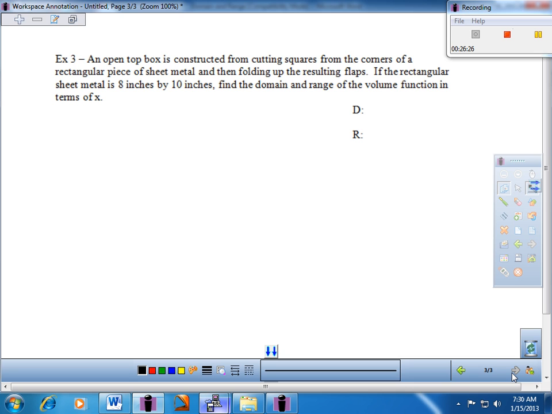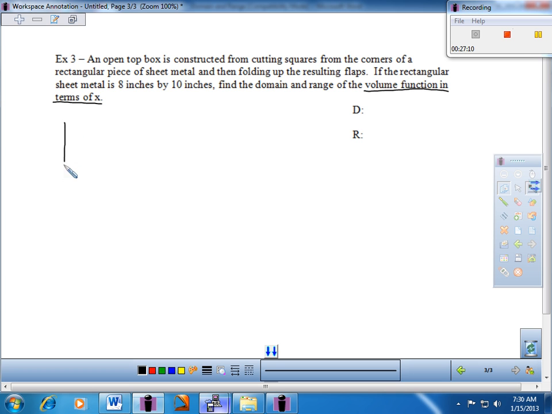Example 3. An open top box is to be constructed from cutting squares from the corners of a rectangular piece of sheet metal and then folding up the resulting flaps. If the rectangular sheet metal is 8 inches by 10 inches, find the domain and range of the volume function in terms of x. All right, interesting. So we're going to write a function for the volume in terms of x, and then talk about its domain and range from there. Well, this is a fairly common problem at this level.